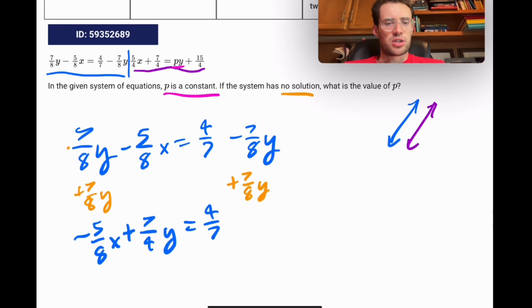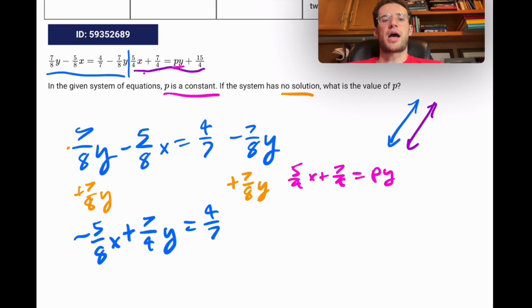And the second equation, here we have to get the py over onto the left side, and we also have to get rid of that positive 7/4 on the left side. So if I write it out, we have 5/4 x plus 7/4 constant equals py plus 15/4. And now to get this in the form I want, I'm going to subtract py from both sides. And I'm also going to subtract 7/4 from both sides.